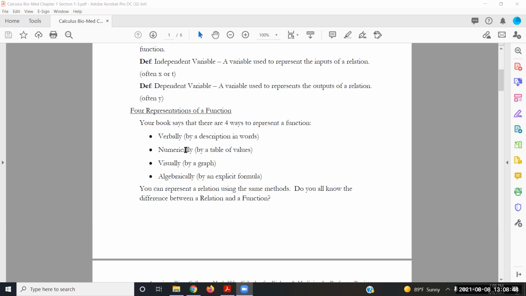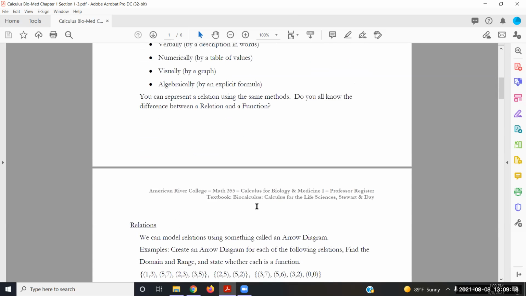And so these are really the four different ways that we can model a function. Most of the time, we're going to be focusing on the algebraic, but as we go on, we're going to be focusing a lot on the verbal, because there are some functions which are difficult to describe algebraically. And we'll see what those types of things look like later this semester. You can represent a relationship using the same methods. Do you know all the differences between a relation and a function? You guys totally know the difference between those two. You're great at this point.